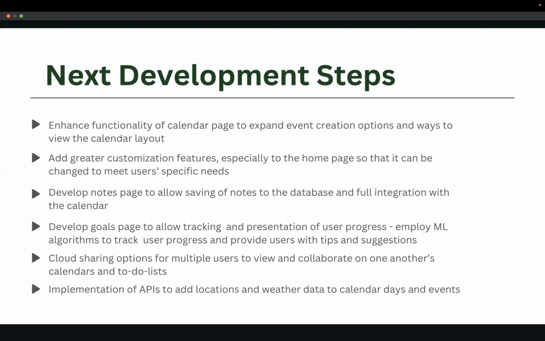And then, like I mentioned before, develop the notes page and the goals page to finish up the functionality of those two tools, so that notes can be saved to the database and have full integration of the calendar. And the goals can also be saved to the database and allow tracking and presentation of user progress. Ideally, some AI or machine learning algorithms would be employed to help track that progress and also to provide users with some tips and suggestions for how they can best meet those goals and stay on track.